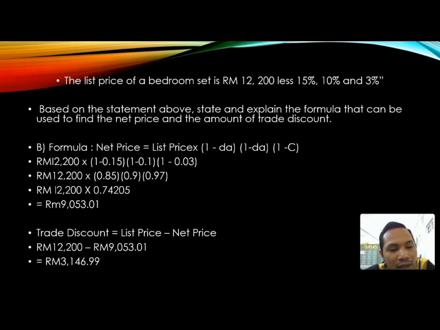The amount of trade discount that we can get is with the formula trade discount equals list price minus net price. List price is 20,200 and the net price is 9,053 ringgit and 1 cent. We minus 20,200 by 9,053 ringgit and 1 cent, and we can get 3,146 and 99 cent. Finish for question 3.